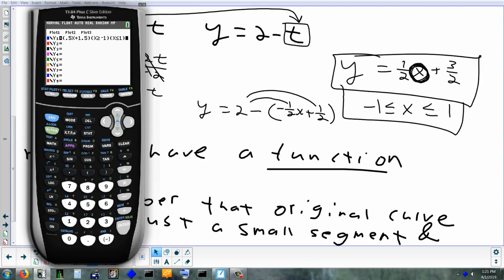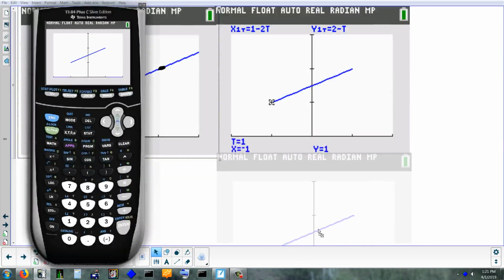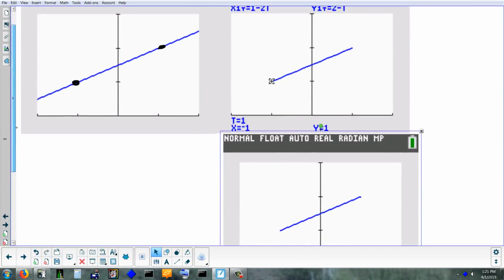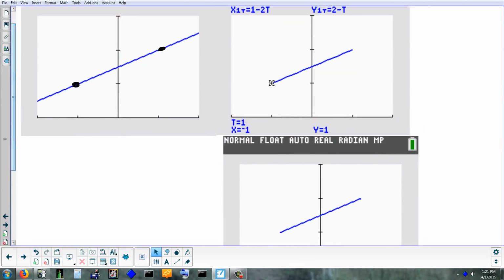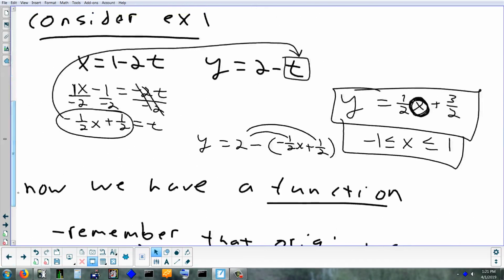Now I'm going to hit graph, and let's see what it looks like. If I compare that to what I had parametrically, exactly the same thing. Yeah. How did you get the 3/2 and the 1? Just from distributing out the negative, and then 2 minus a half is 3/2, or 1.5. Same, yeah.